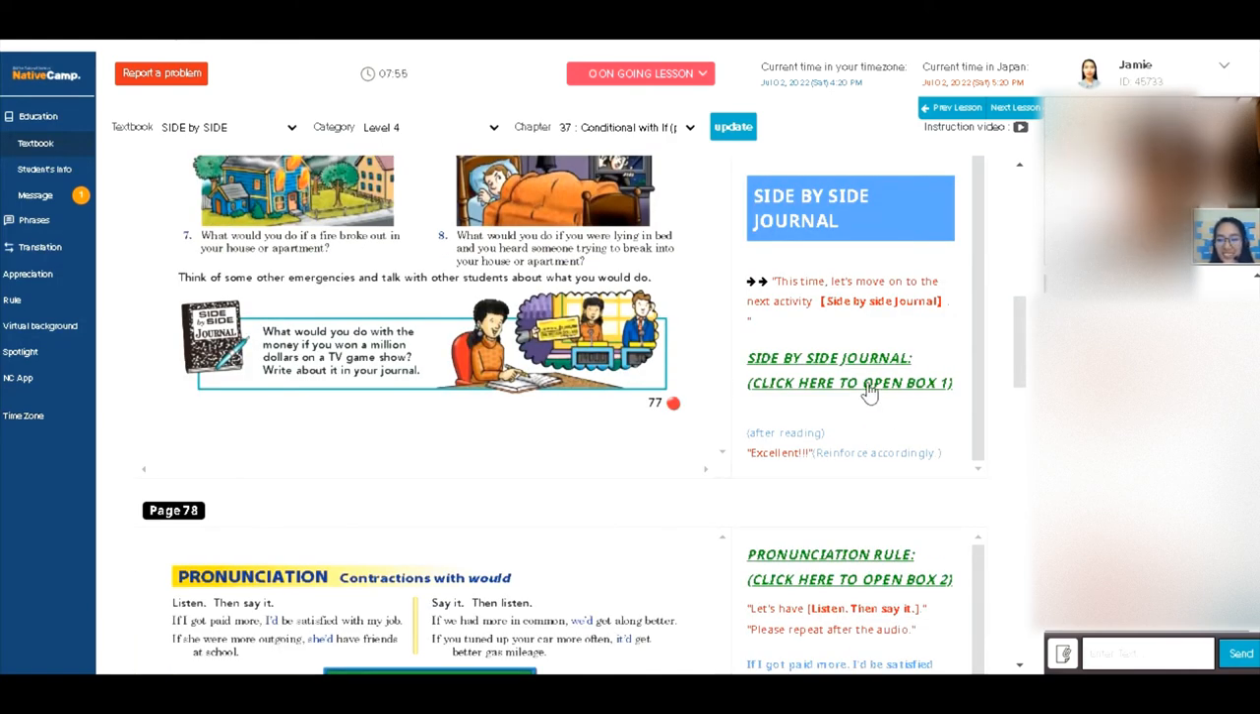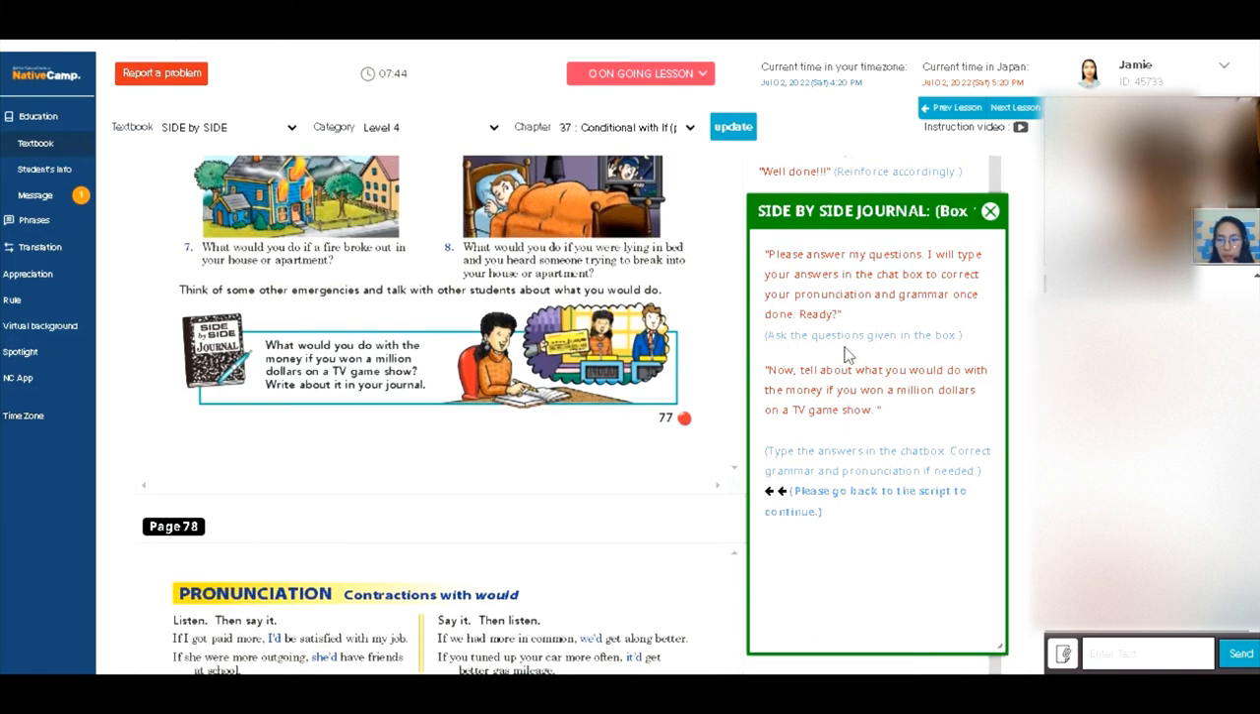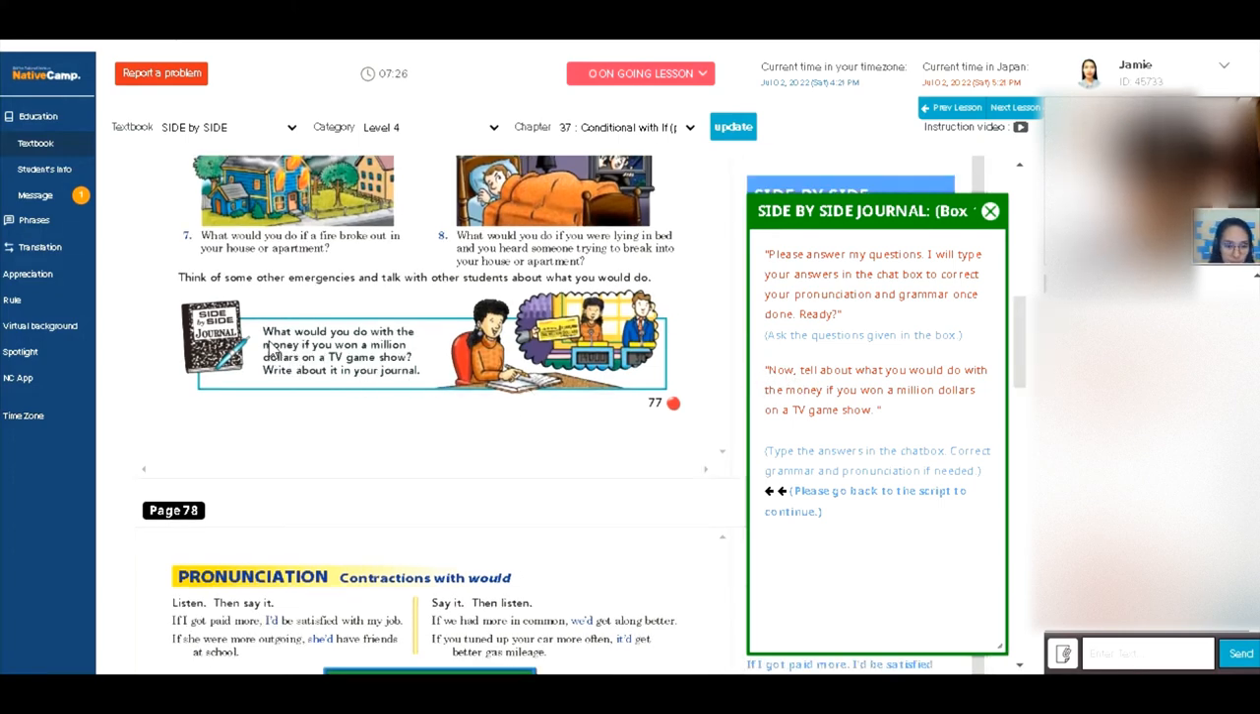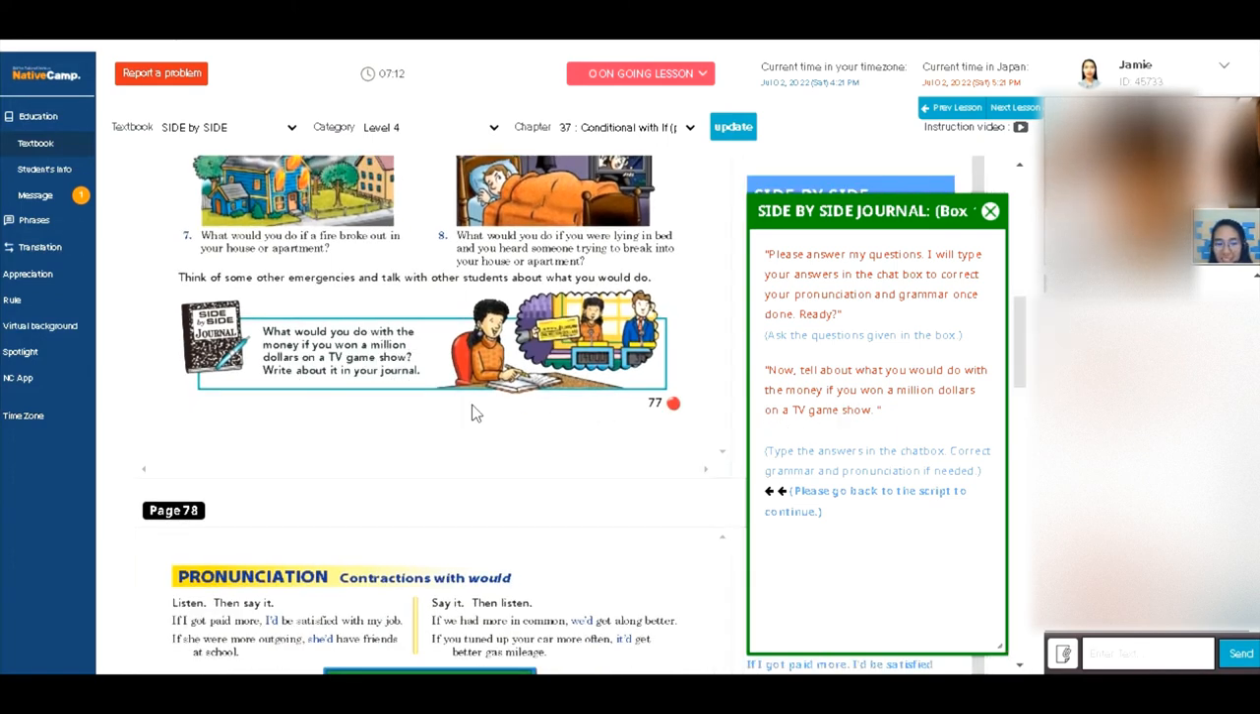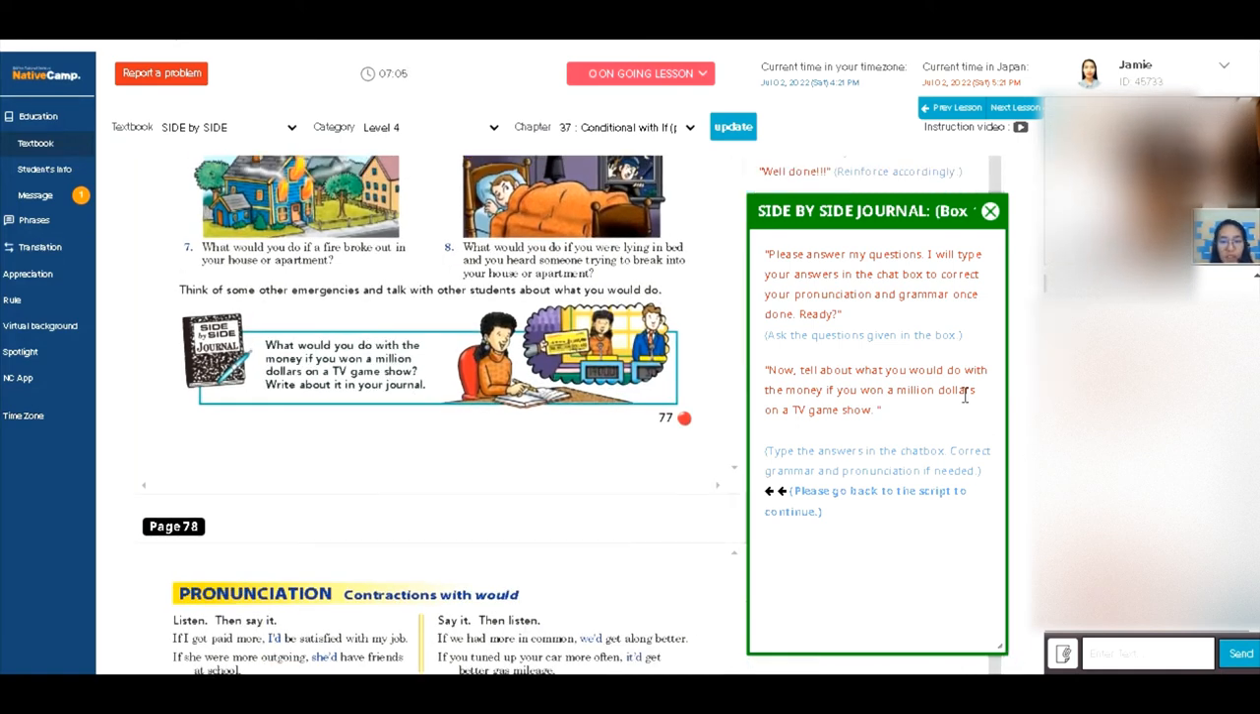Okay, so let's move on to the next activity. Side by side journal. Can you see that one? Please answer my questions. I will type your answer in the chat box to correct your pronunciation. My question is: what would you do with the money if you won $1 million on a TV game show? What would you do?